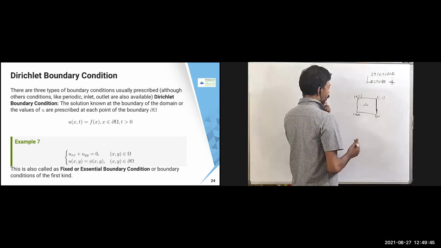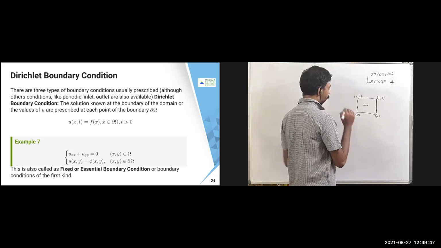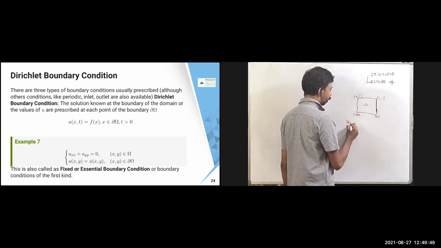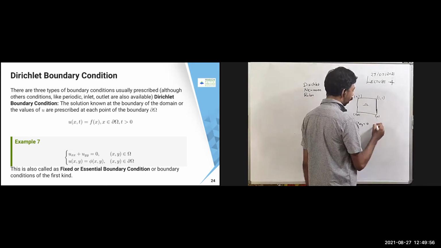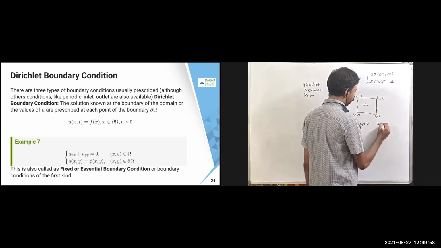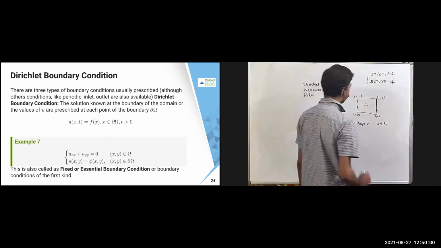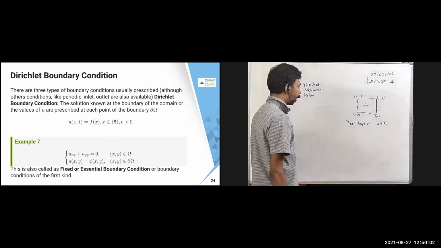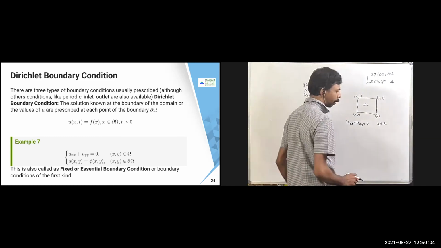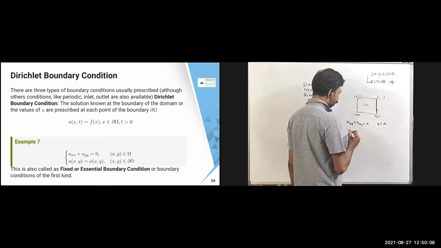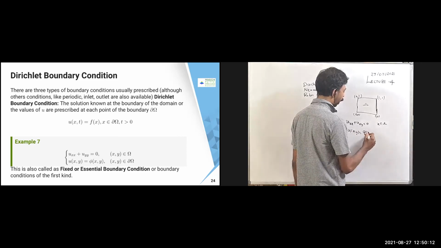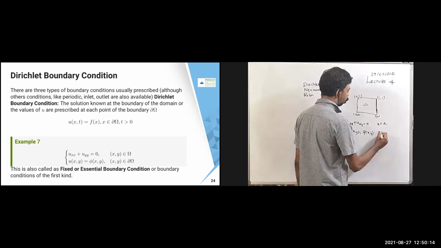Now what is my problem going to be? For example, I'm explaining with the Laplace equation, u_xx + u_yy = 0, where x belongs to omega. Now what am I going to define on dou omega? I'm going to define u(x, y) = phi(x, y) if x belongs to dou omega.